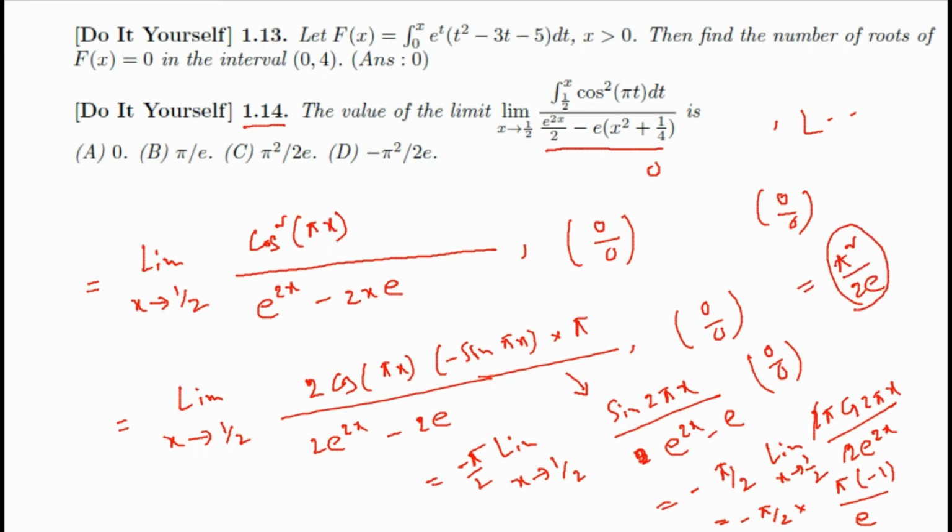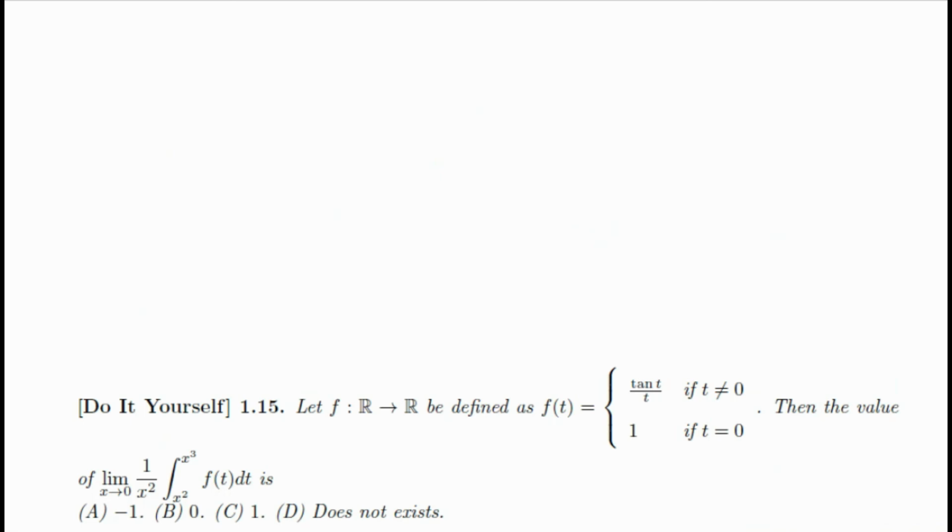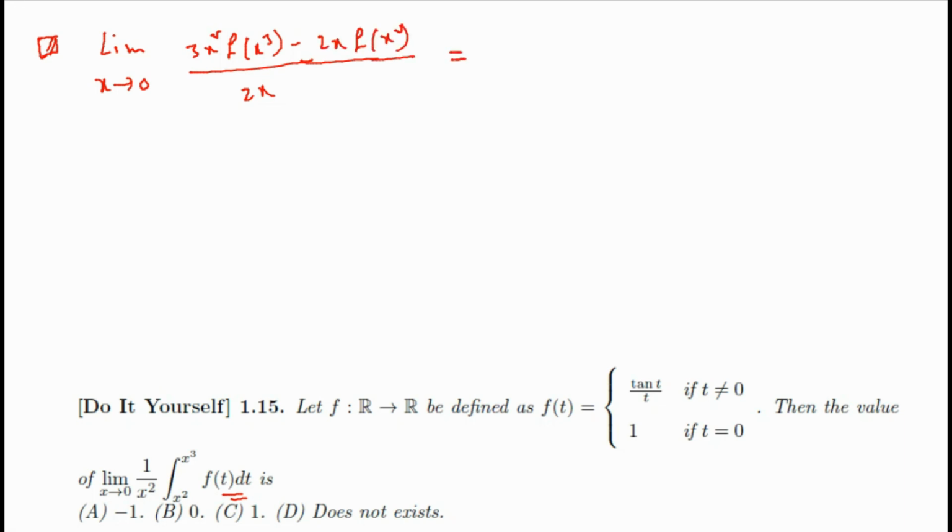This is the answer. Now 1.15, this is also a combination of L'Hospital and differentiation under integration sign. So this function is 0 by 0 form. Now using L'Hospital rule, we get limit x tends to 0, 2x into 3x square into f x cube minus 2x into f x square. This is the direct application of rule 3.